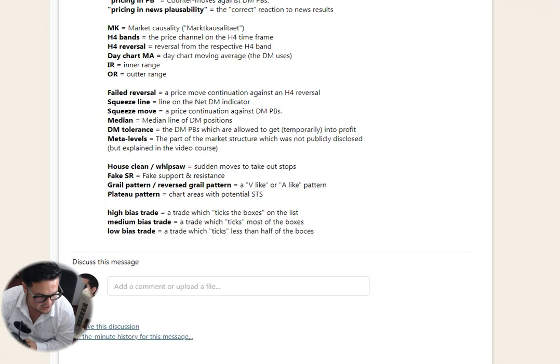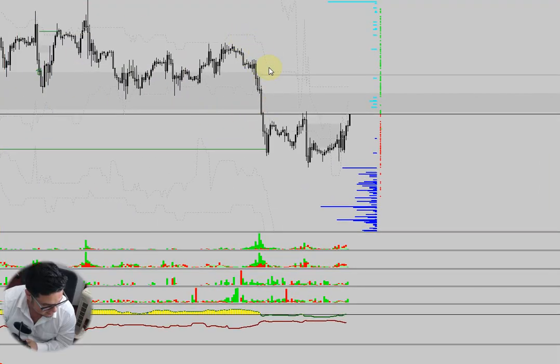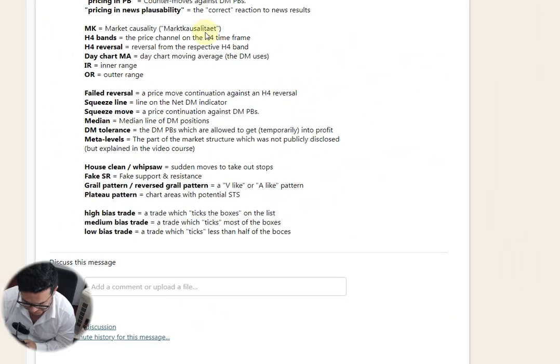Median, these are the medium lines which sometimes act as the actual support and resistance levels. They are not the dominant factor, but you can still see them here on the 1 hour chart and also on the M30 chart.